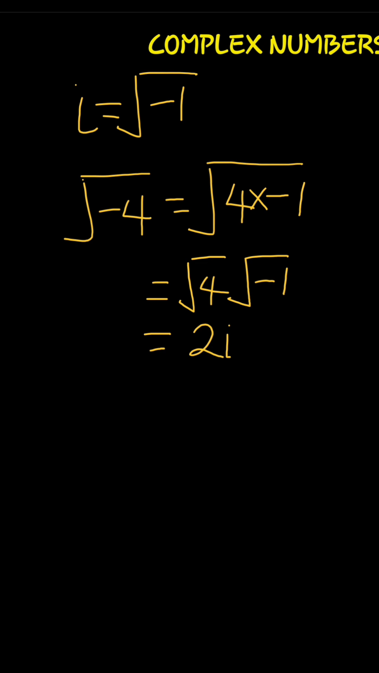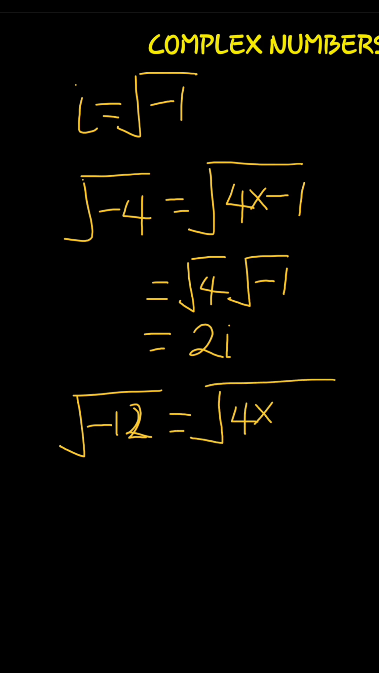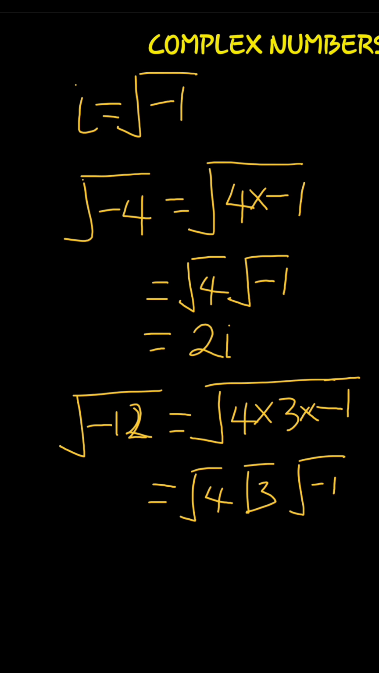So let's say we also have the square root of minus 12, and we want to simplify this. The square root of minus 12 is the same as 4 times 3 times minus 1. Taking the square root of each of them, we have the square root of 4 times the square root of 3 times the square root of minus 1. The square root of 4 is 2, then the square root of 3, and the square root of minus 1 is i. So the value of the square root of minus 12 is 2 square root of 3 i.